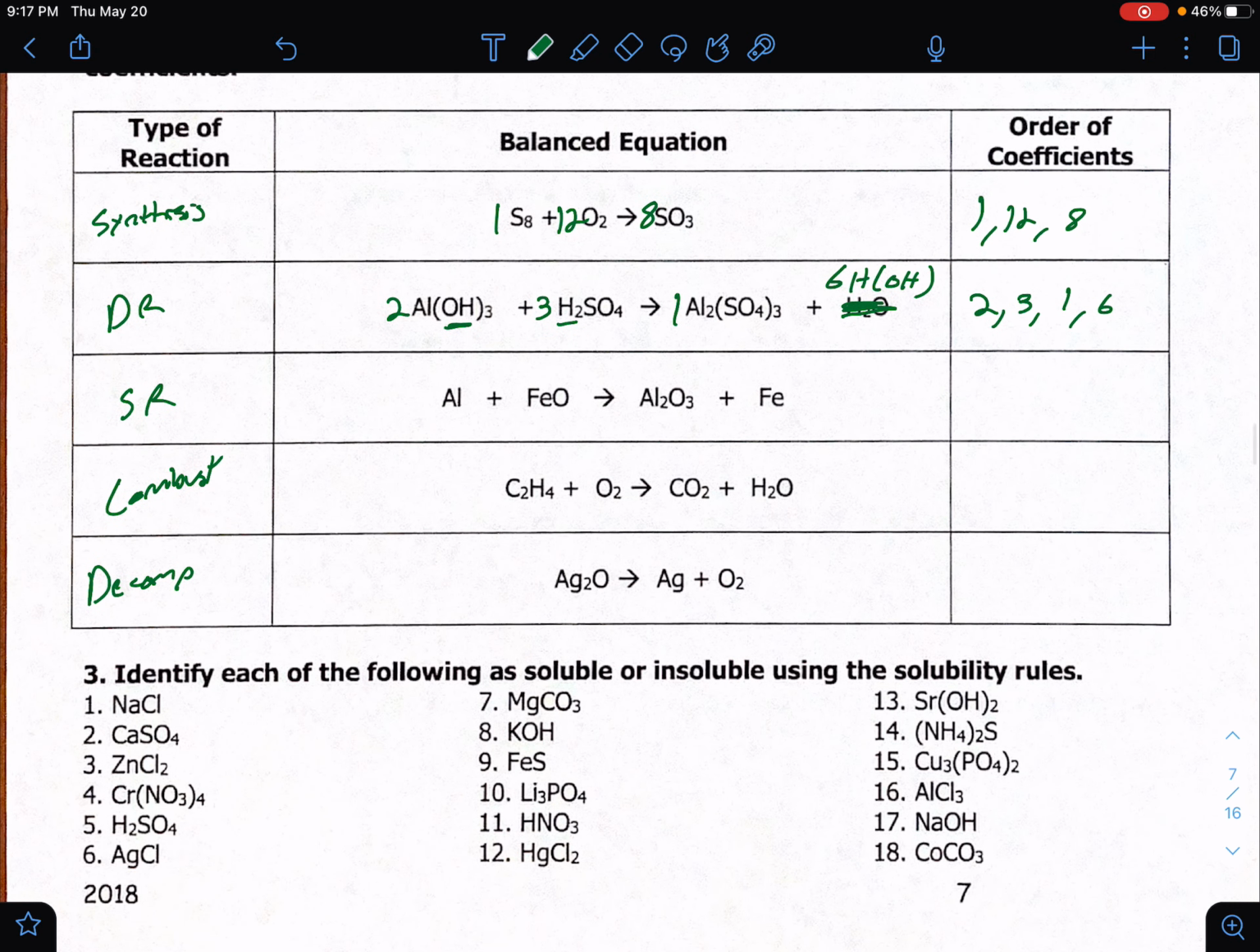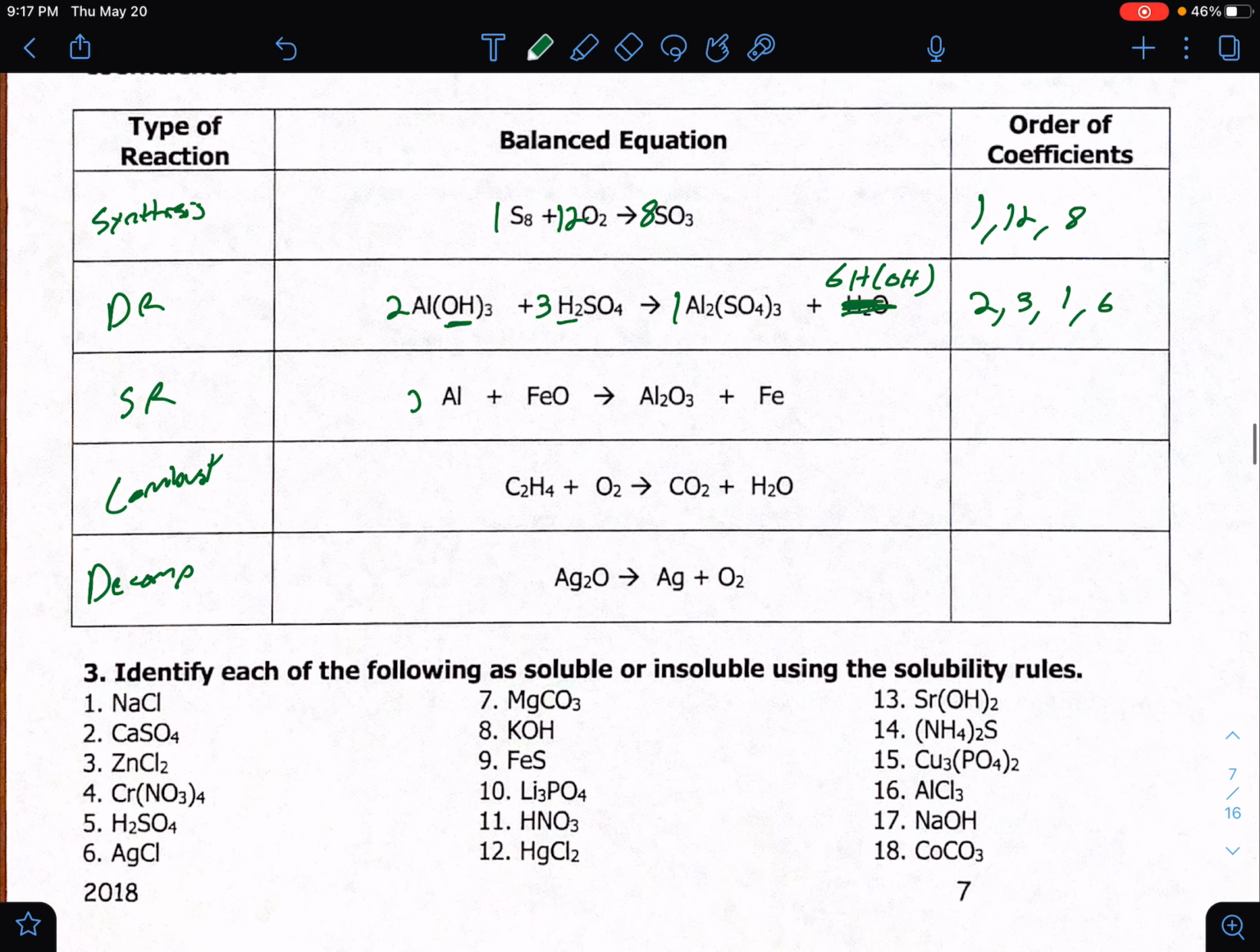Okay, aluminums. I have 1 on the left, 2 on the right, so I'm going to put a 2 in front of this.